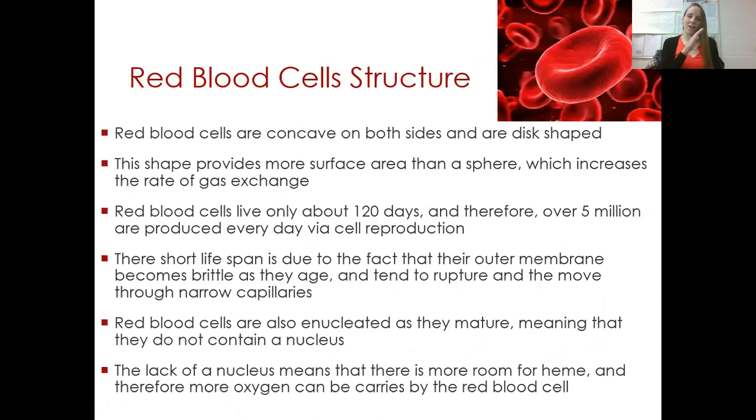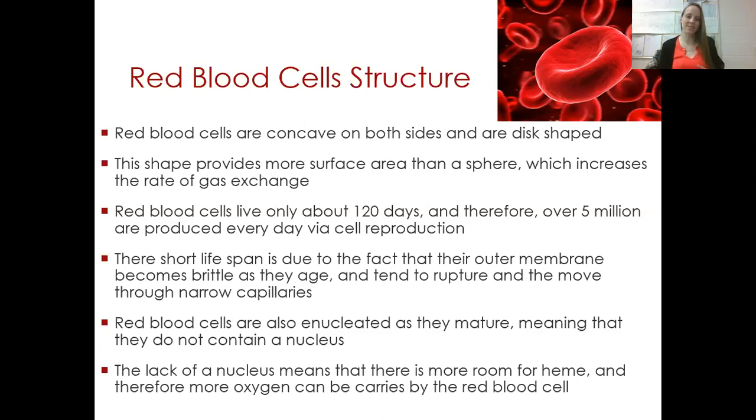Red blood cells are concave on both sides. So they're kind of like, if you took a piece of Play-Doh and squished in the middle. This does provide more surface area than a sphere would, which means again that it can hold more oxygen. Red blood cells live for only about 120 days, which isn't very long. Over 5 million are produced every single day, just through cellular reproduction, like mitosis.